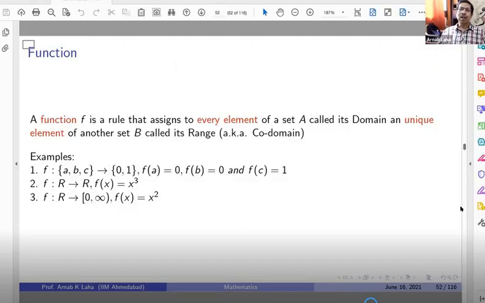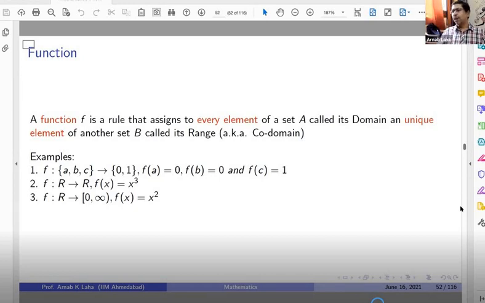So what is a function? A function, as we define it here, is a rule that assigns to every element of a set, and that's very important, every element, called its domain, a unique element of another set. Unique element is also very important: one and only one element of another set B, which is called its range or codomain.